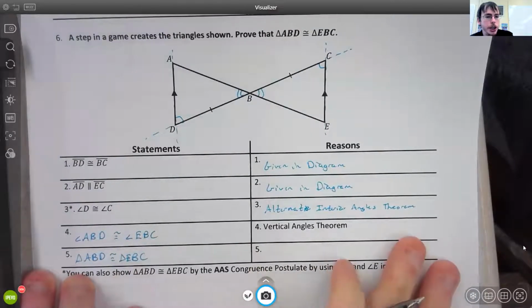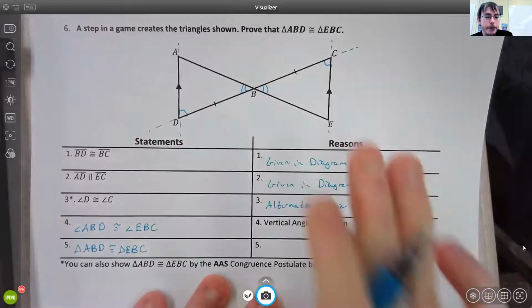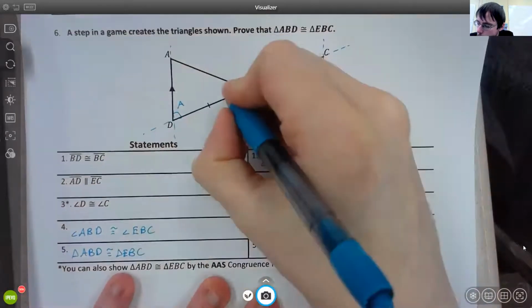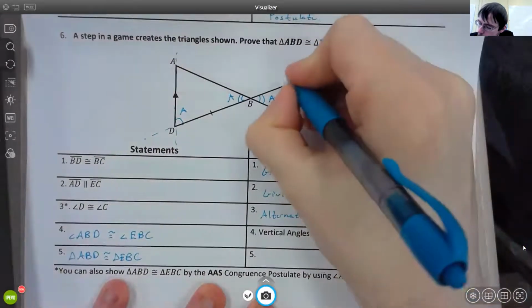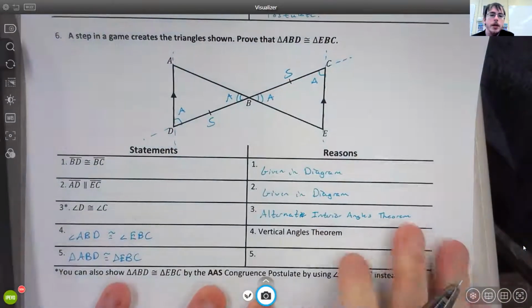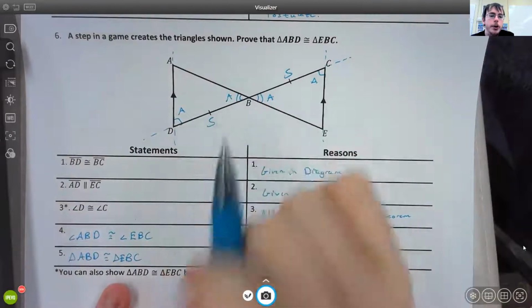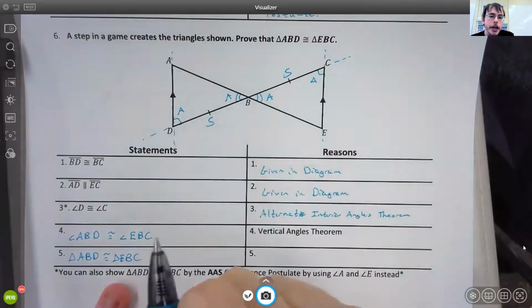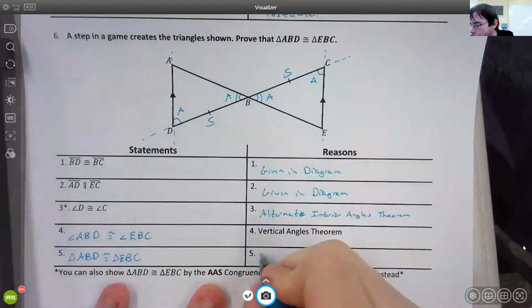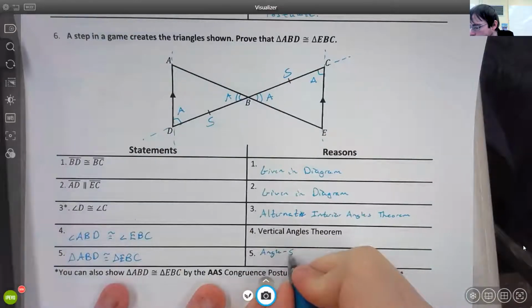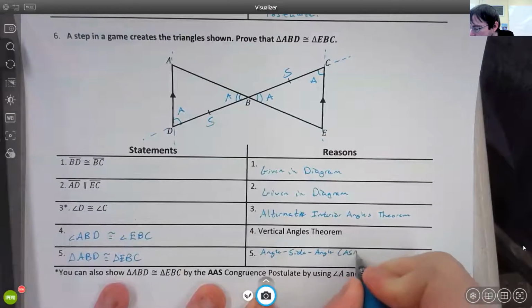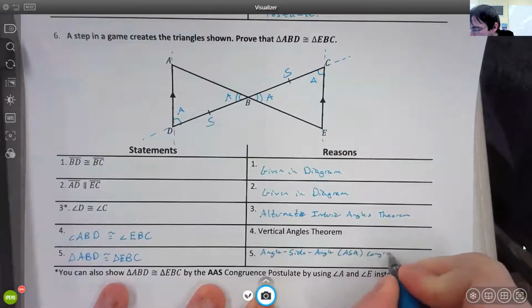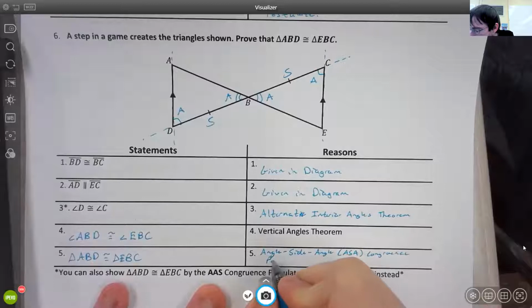So now we want to show that these are congruent. We have enough information. We have two pairs of angles given to us, as well as a pair of sides. The sides are between the two angles because they touch both of the angles. So that means we have the angle, side, angle, or ASA, congruence postulate.